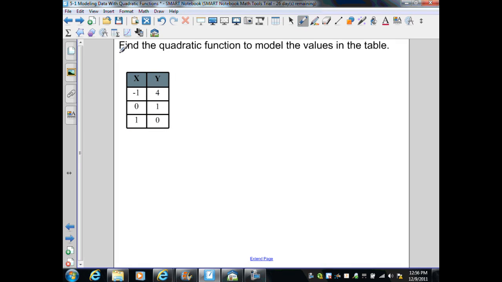On this example, we are asked to find the quadratic function to model the values in the table. Remember that our model for a quadratic function is y equals ax squared plus bx plus c. And with this table, we know the values of x and y for each ordered pair. So let's generate 3 equations with these ordered pairs. So in other words, (-1, 4), I want to create a function with this in mind. So in place of y, I'm going to plug in a 4.